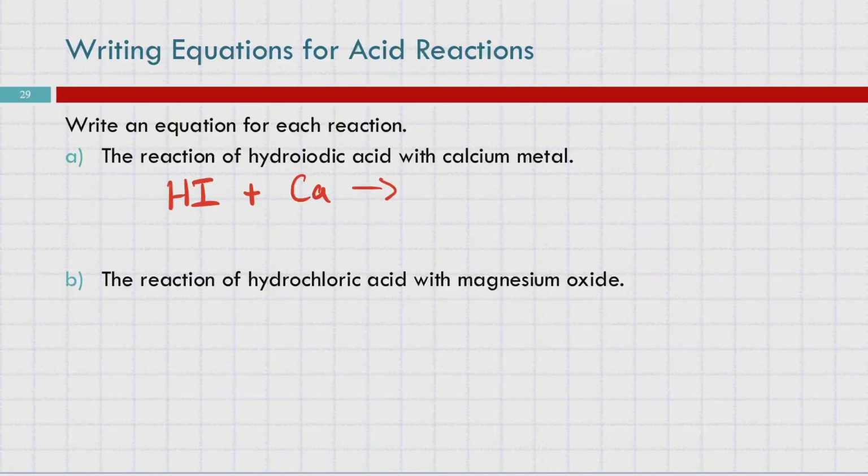When an acid reacts with a metal, it produces what? Hydrogen gas, H2. It also produces a salt that has the metal in it. Calcium is a 2+ when it forms an ion. Iodine is a 1- when it forms an iodide. So we'll need CaI2. So we'd put a coefficient of 2 in front of our HI.